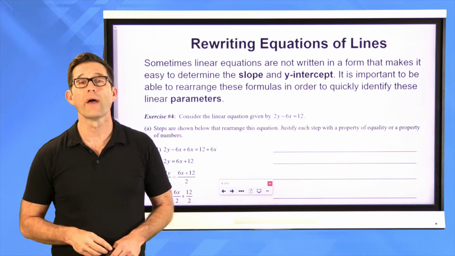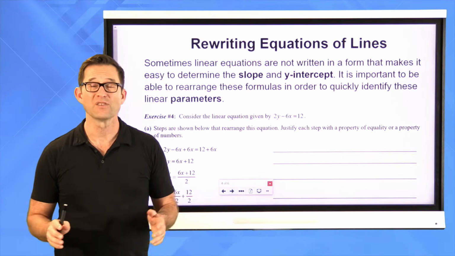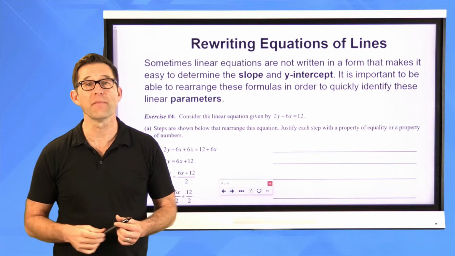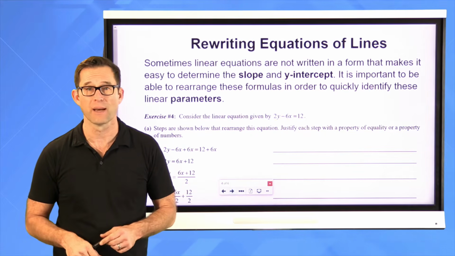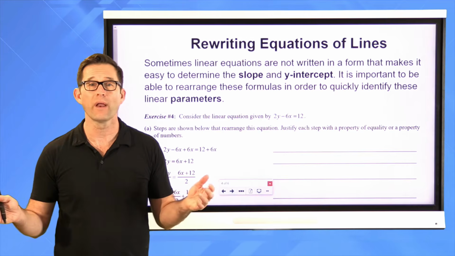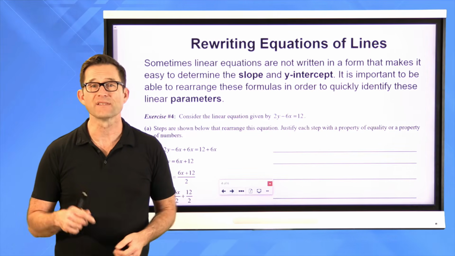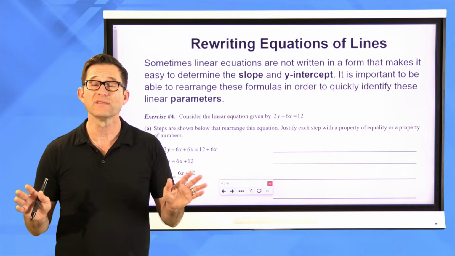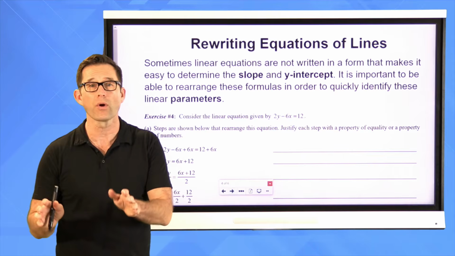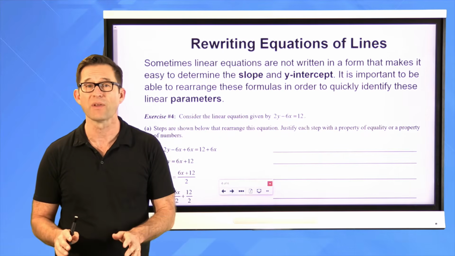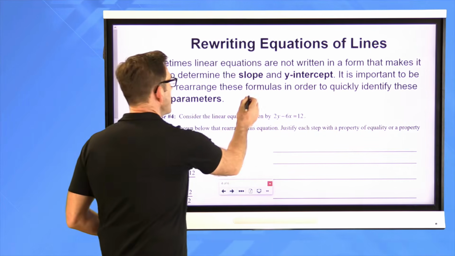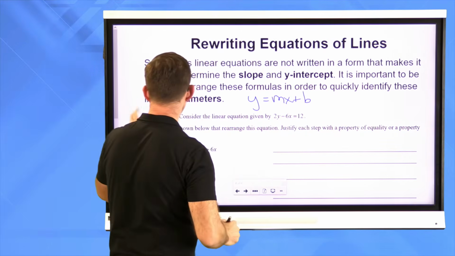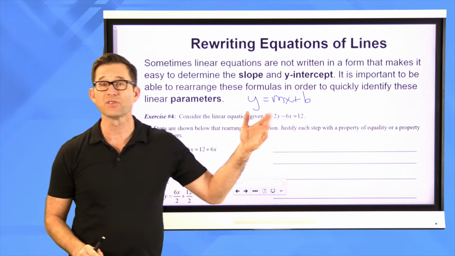Now let's talk about rewriting equations of lines. Unfortunately, sometimes linear equations are not written in a form that makes it easy to determine the slope and the y-intercept. A lot of times, for whatever reason, you have both the x's and the y's on the same side of the equation. Maybe the y's not all by itself. But the plain fact is the only way you can identify those important parameters of slope and y-intercept is if the equation looks like y equals mx plus b.